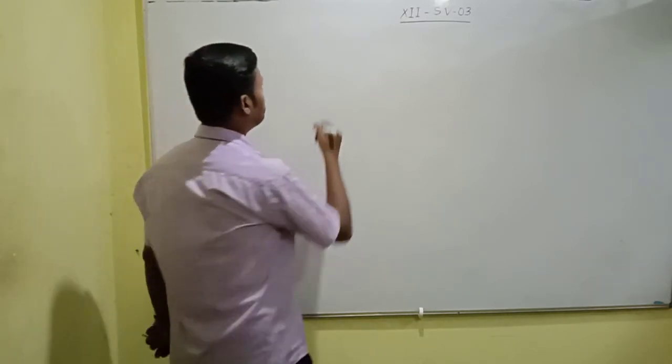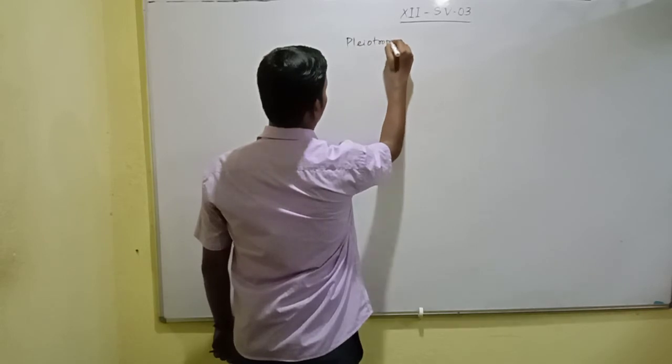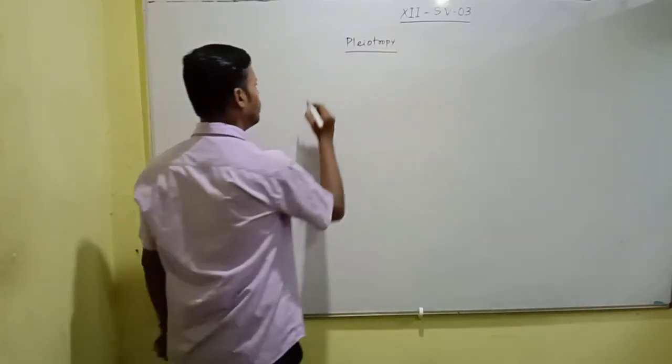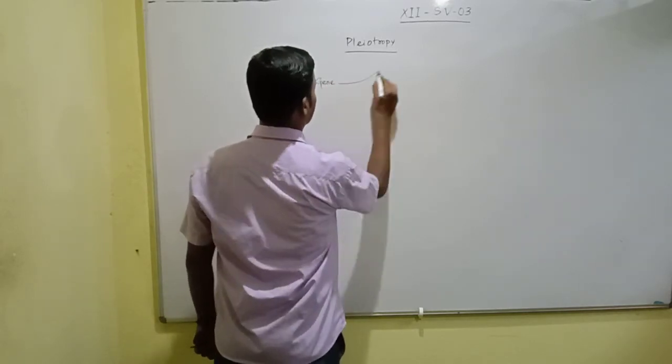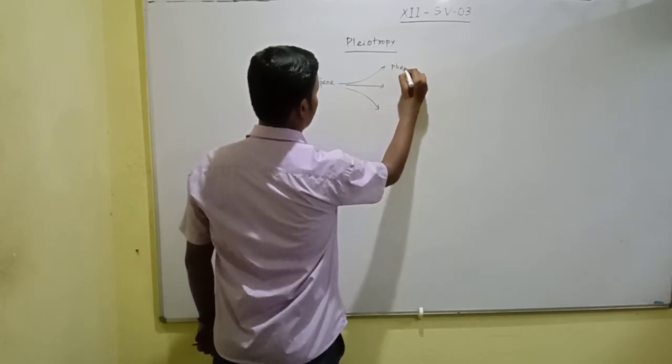So your next part is pleiotropy. It is the phenomenon in which one gene influences a number of phenotypes.